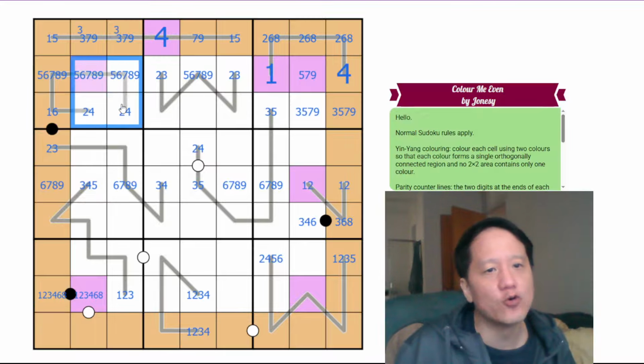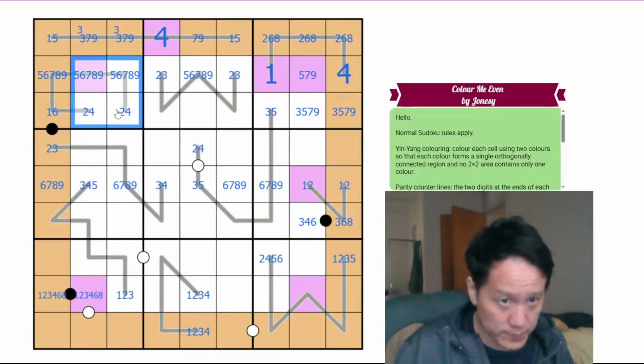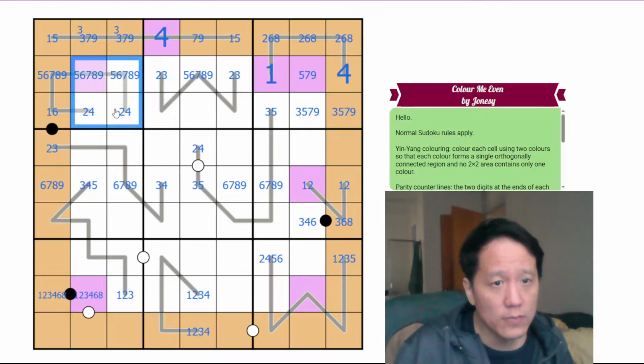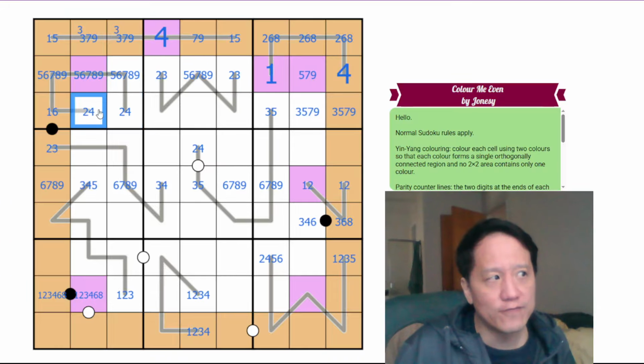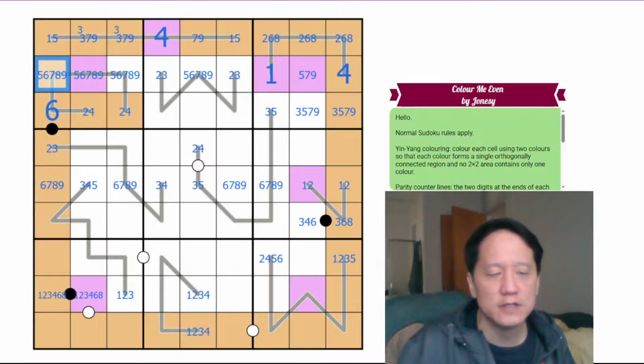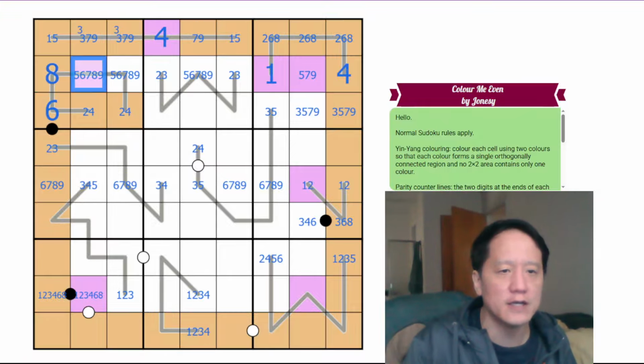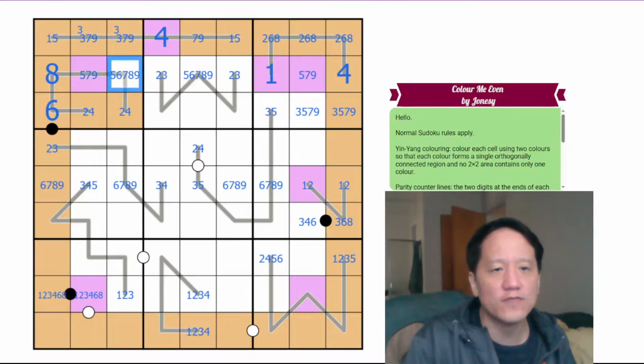You cannot have 4 pinks here, because then you would have a 2x2 area that's all pink. So it must be that the oranges are 4. And since we have all odd digits here, the 4 being oranges means the even digits are orange in that line. So this is 2, 4, which means that can't be 1. This is 6. This can't be 5, 6, 7, or 9. It's 8, which means this is 5, 7, or 9 here.